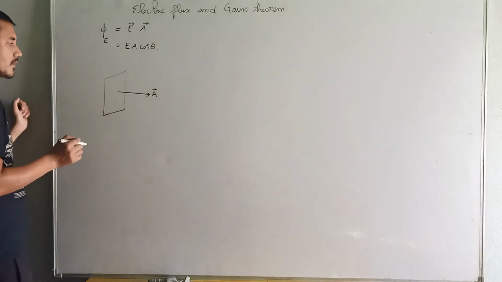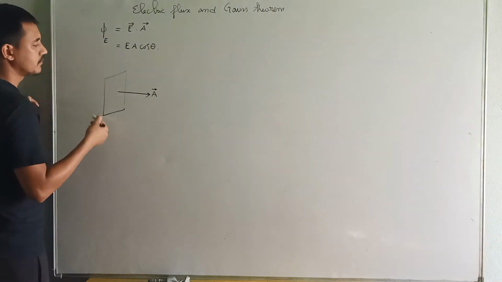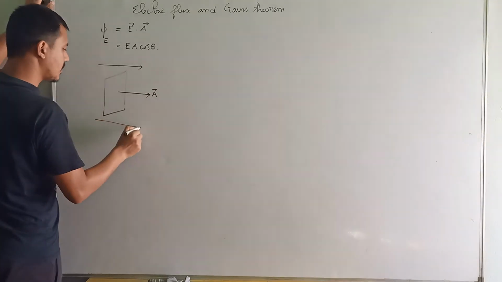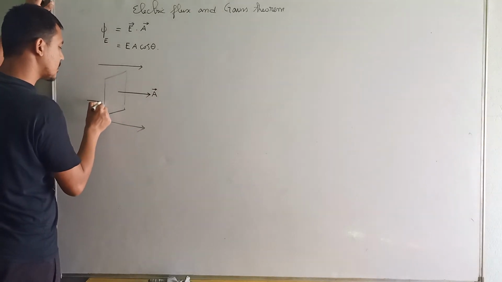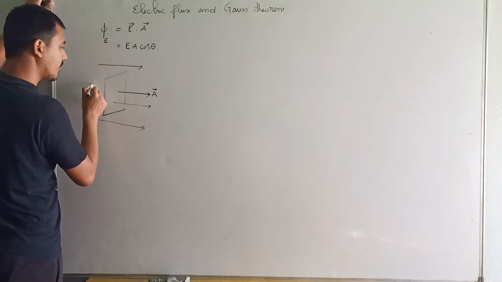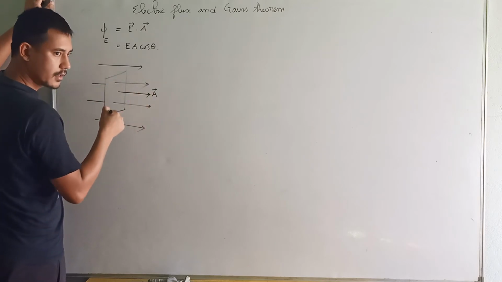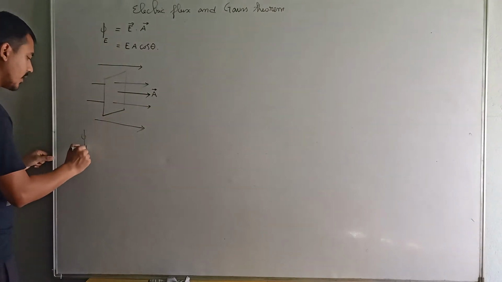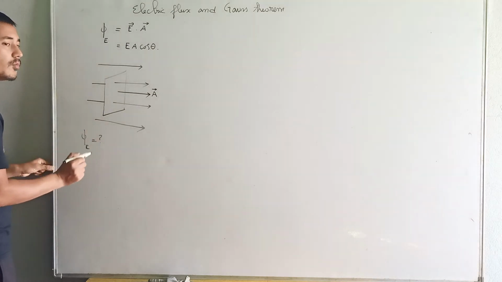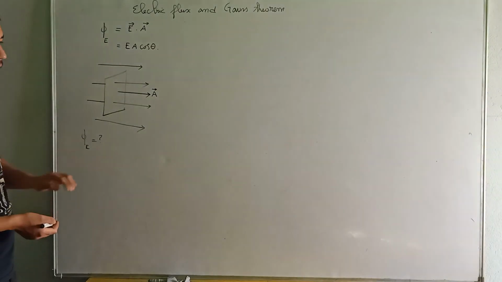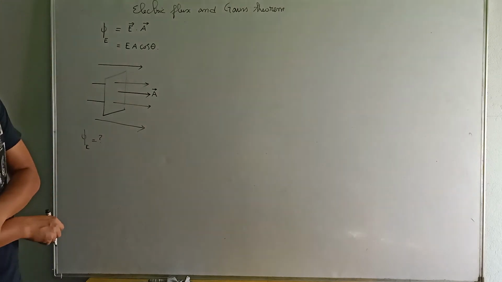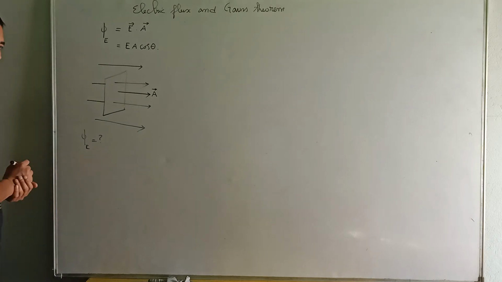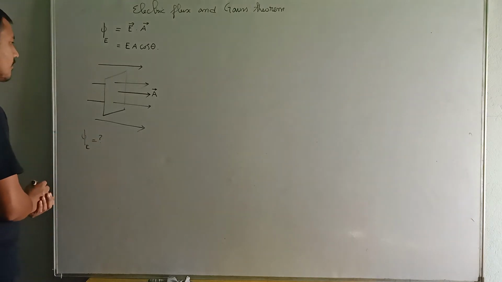And then this is your electric field, these are your electric lines of force. Your electric lines of force are in a direction along the area vector. There are so many, I cannot draw all of them. Calculate the electric flux using the formula. You know the formula, right? What will be the electric flux using the formula?